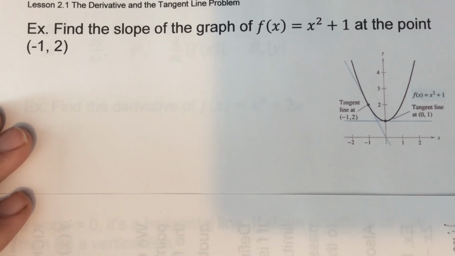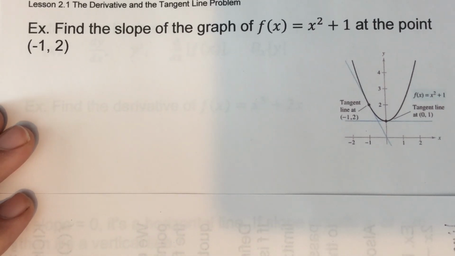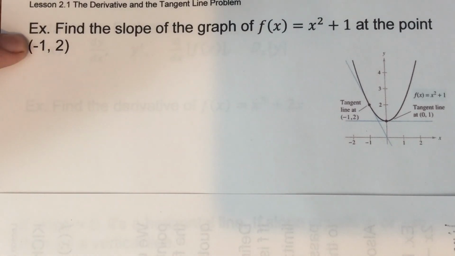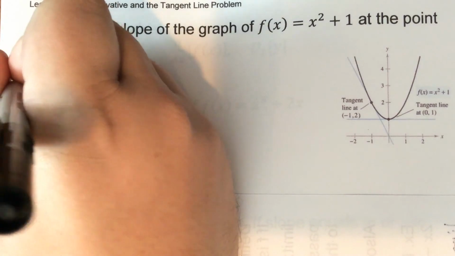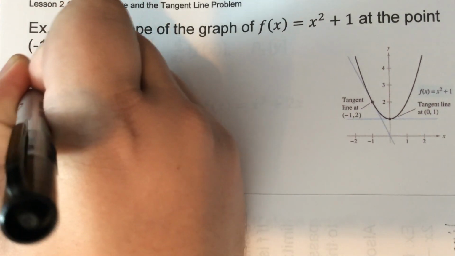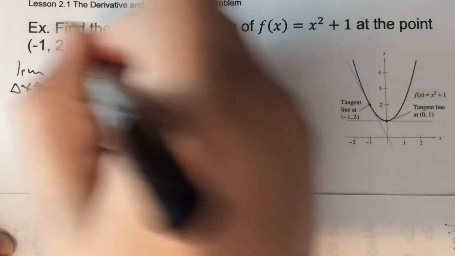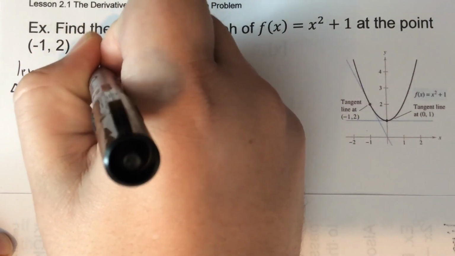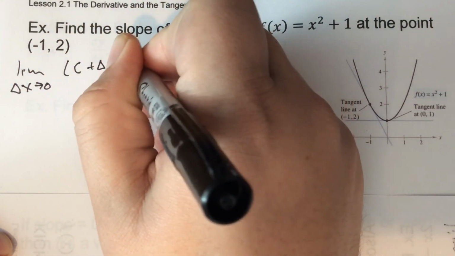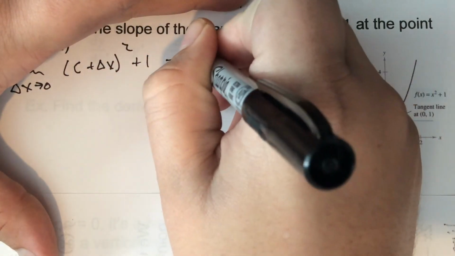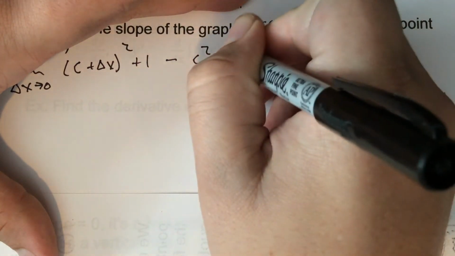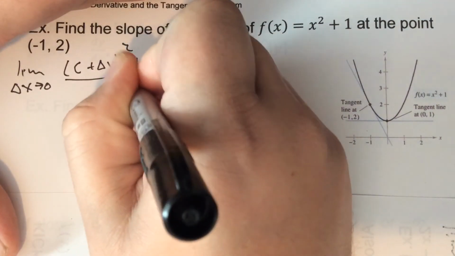So, going to get a little more complicated here. Find the slope of the graph at f of x equals x squared plus 1 at the point negative 1, 2. So again, this negative 1 is going to be our c. That's where we're going to approach. But we're going to find our difference quotient here first. So, limit as change of x goes to 0 of our function x squared plus 1. So, this is going to go c plus change of x squared plus 1. Minus the original, so c squared plus 1, all over a change of x.